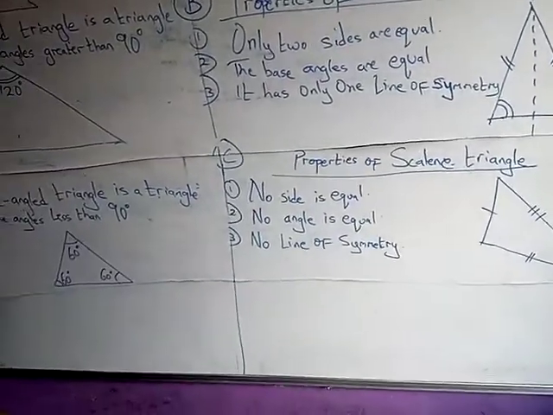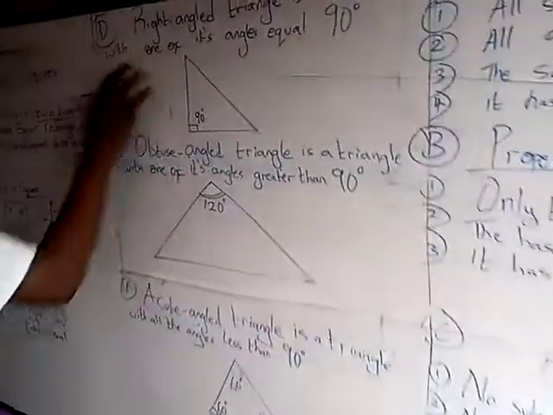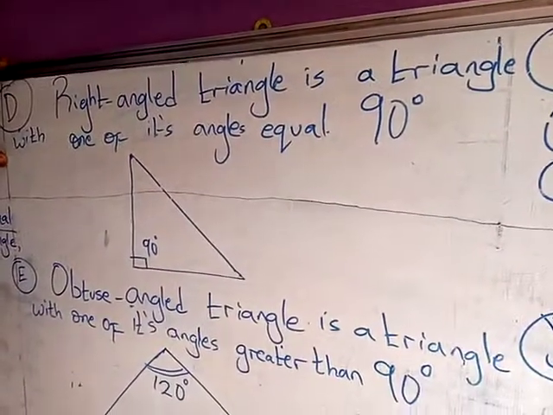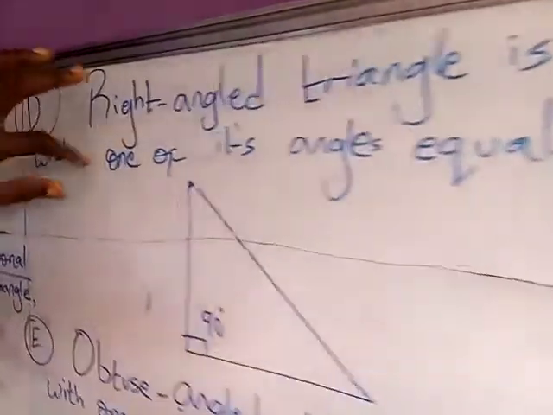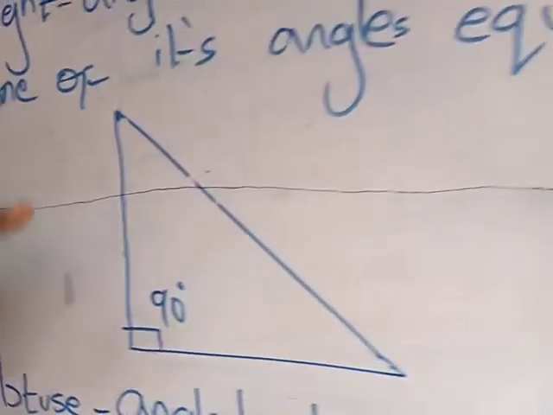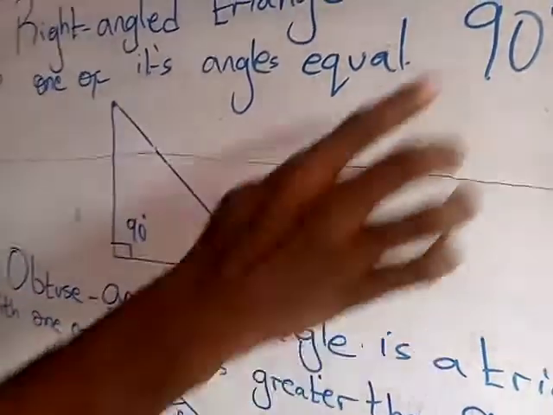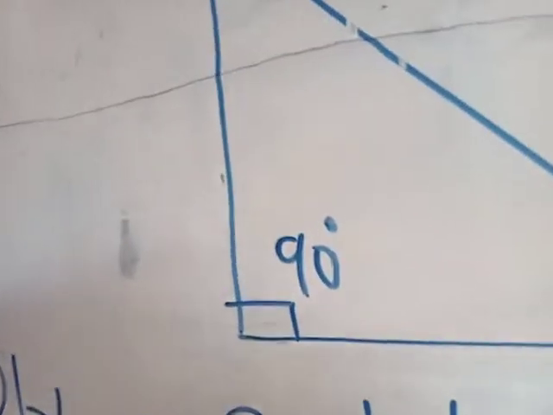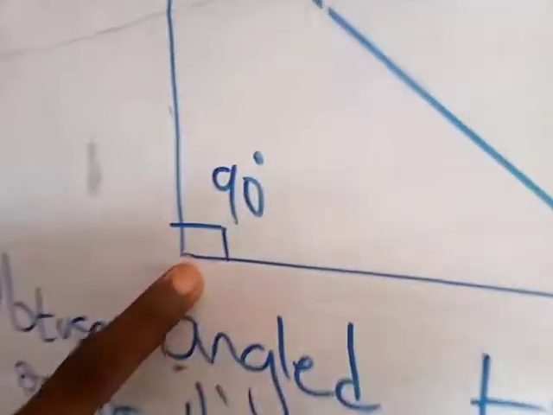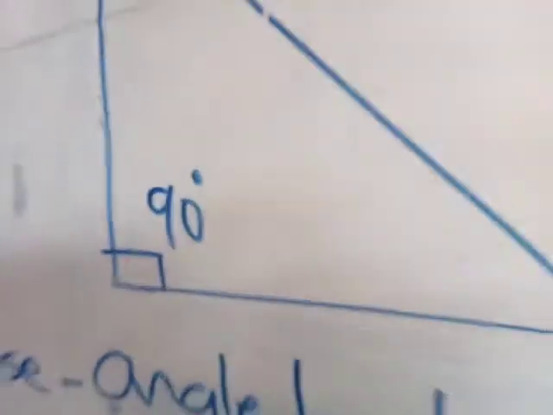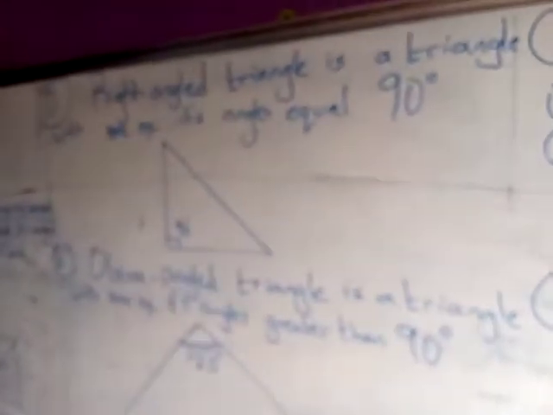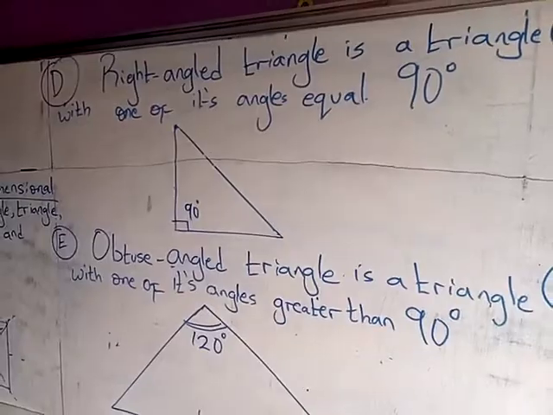So next one we'll talk about the right angled triangle. How do we identify a right angled triangle? The right angled triangle is a triangle with one of its angles equal to 90 degrees. Any triangle that you see with this particular sign, you know that triangle is a right angled triangle. So this sign represents 90 degrees.